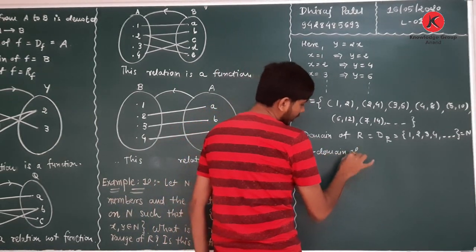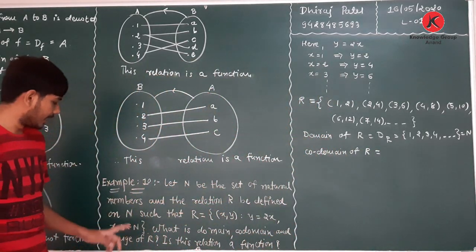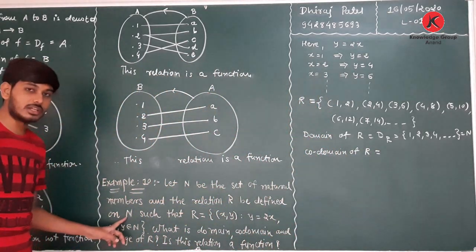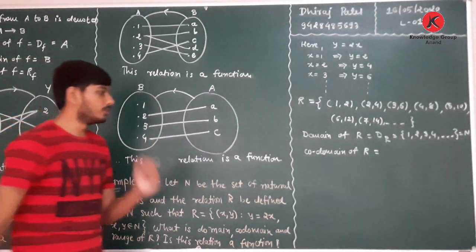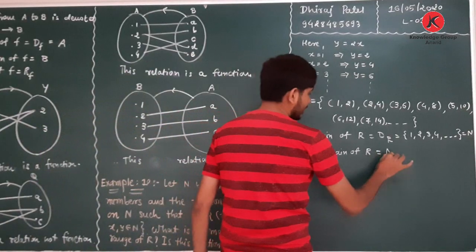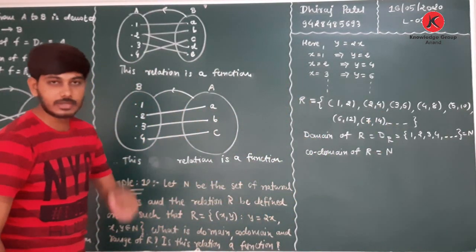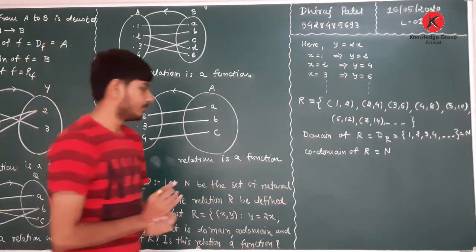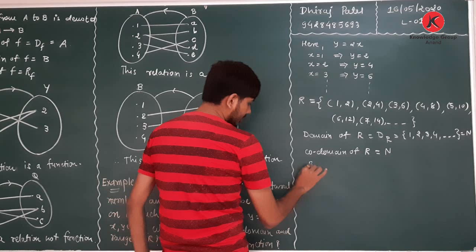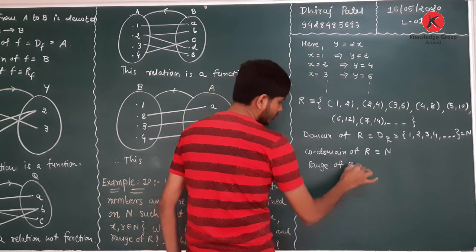Now find the codomain of relation R. So codomain of R. What is codomain of R? We can say that this relation is from N to N. Therefore the codomain of R is N. An A to B relation હોય તો B codomain થાય. Same way N to N relation છે તો codomain will be N. Now find the range of R.